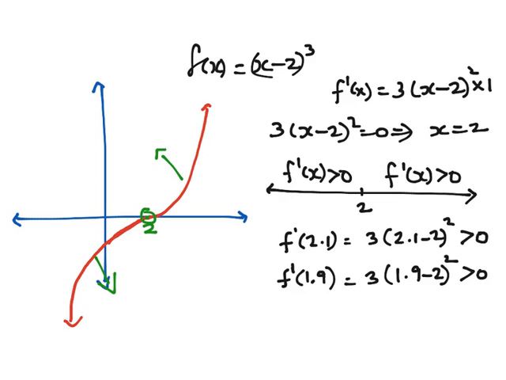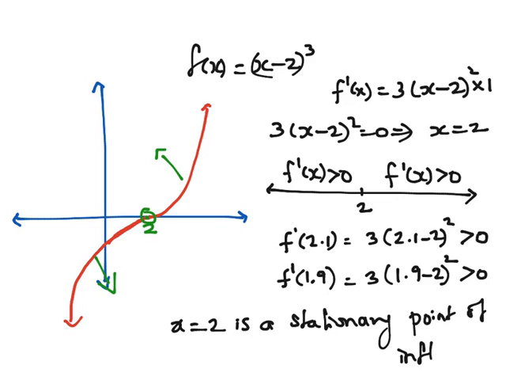So what does it mean? It means x equal to 2 is a stationary point of inflection, right? Stationary point of inflection. Okay, now you have to notice one more thing, students.